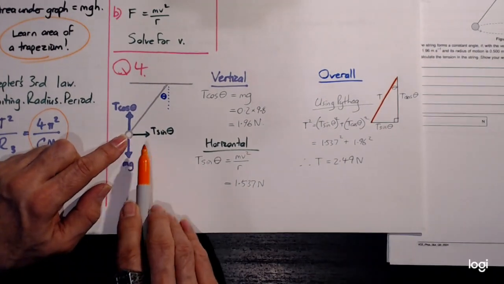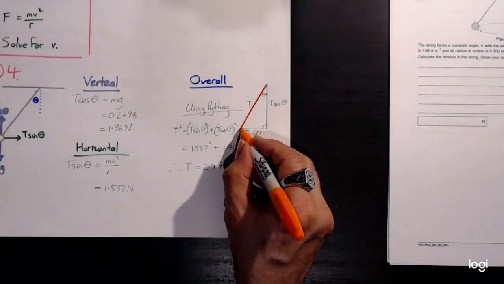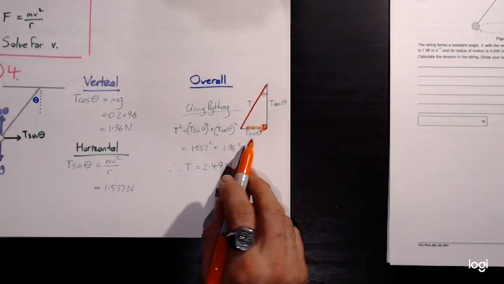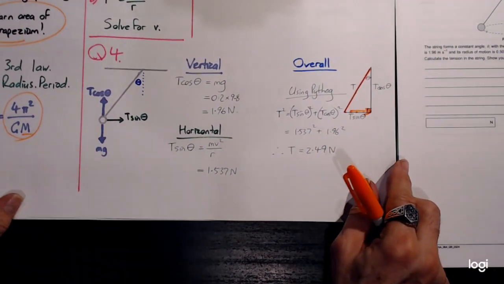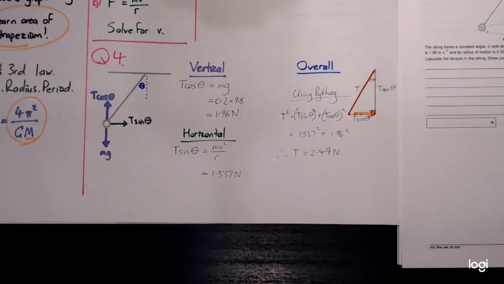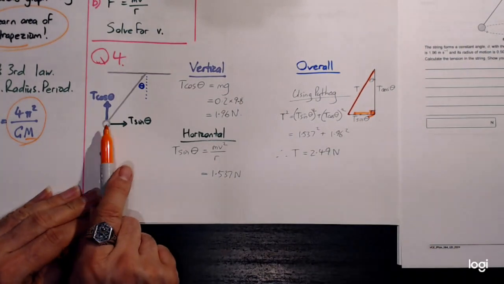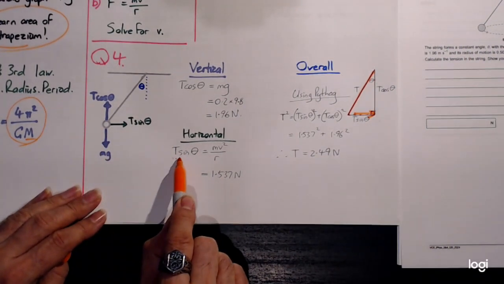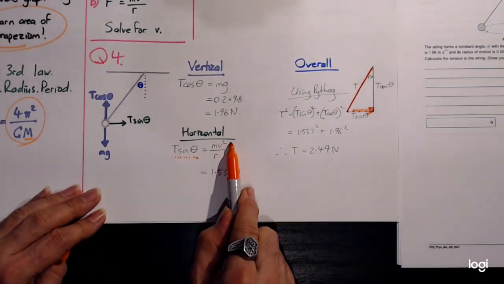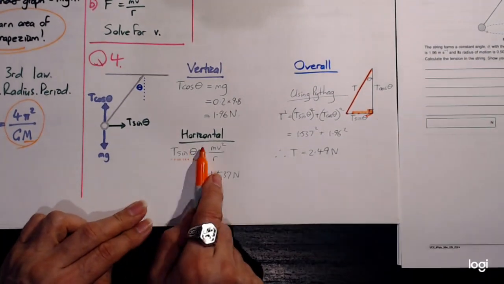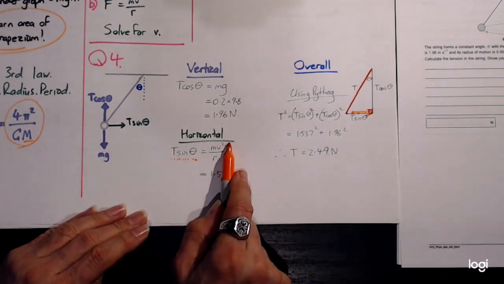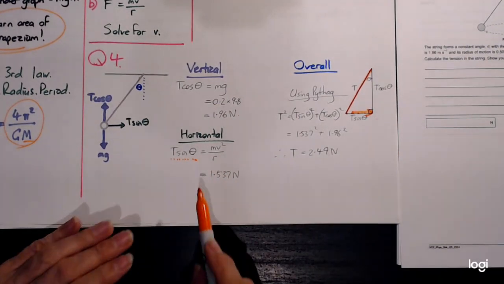Horizontally, the only thing is the horizontal component of the tension, which will be tension sine theta, right? Because you know that it's traveling in a circular path, a horizontal circle, you know that T sine theta, that force, is equal to mv squared on r, right? The old circular motion formula. If that force is causing a circular motion, it's mv squared on r. So you can solve that to find out how much force it is.